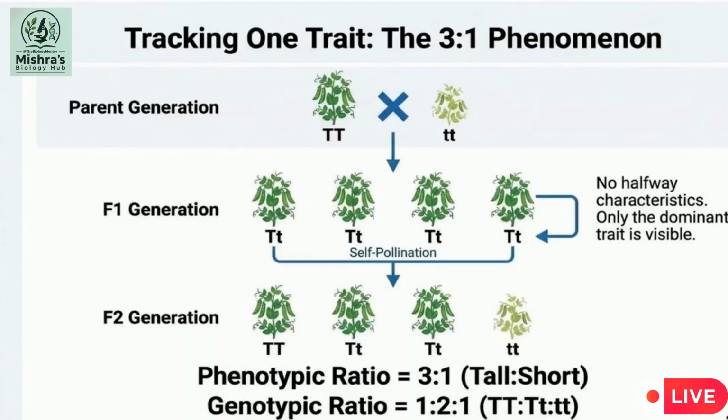This diagram tracks a single trait, plant height, across two generations. When Mendel crossed a pure tall plant with a pure short plant, the F1 generation emerged entirely tall. The short trait seemed to vanish. But when those tall plants self-pollinated, the short trait re-emerged in the F2 generation, consistently locking into a predictable 3-to-1 ratio of tall to short plants.